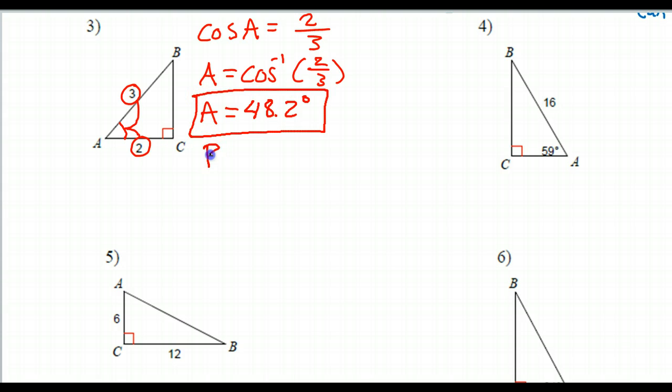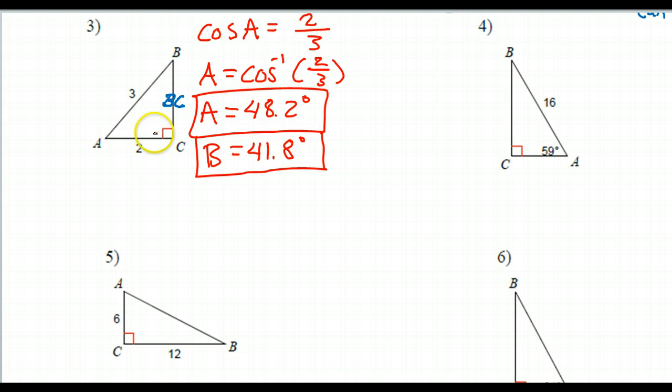So then I can easily find angle B by doing 90 minus 48.2. And that's 41.8 degrees. So there, I've got angle A, and now I've got angle B. All that's left is to find side BC. Side BC, of course, is right here.